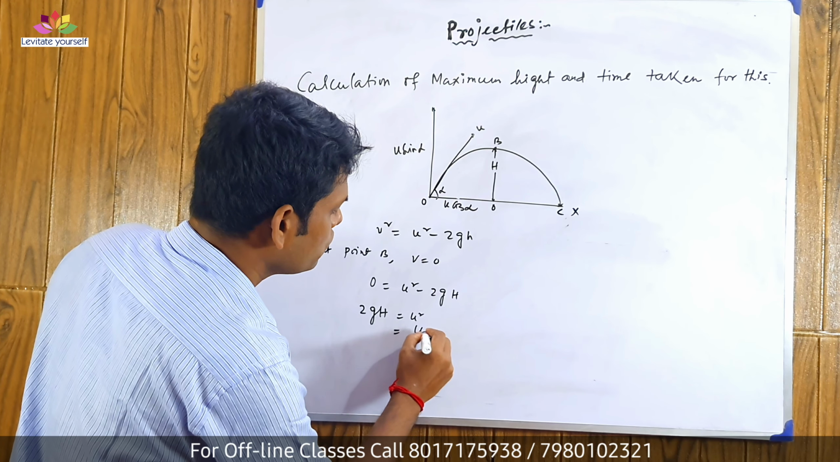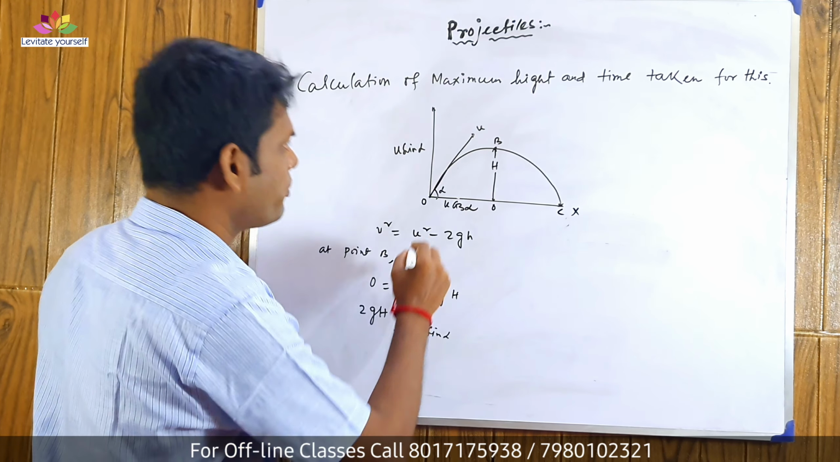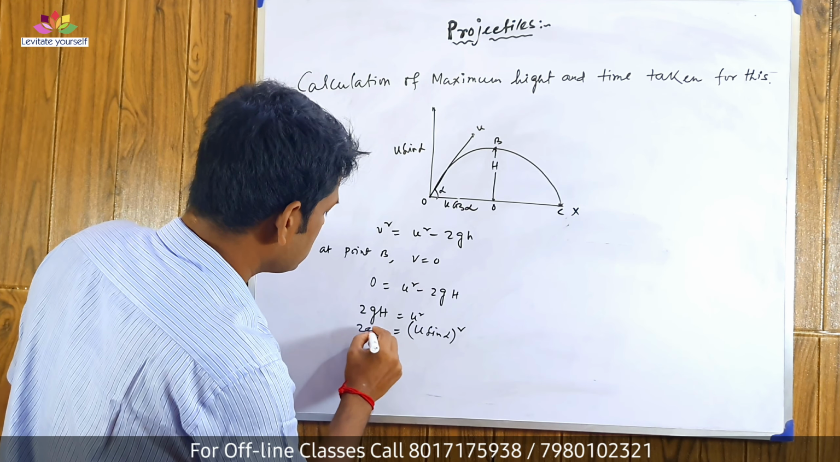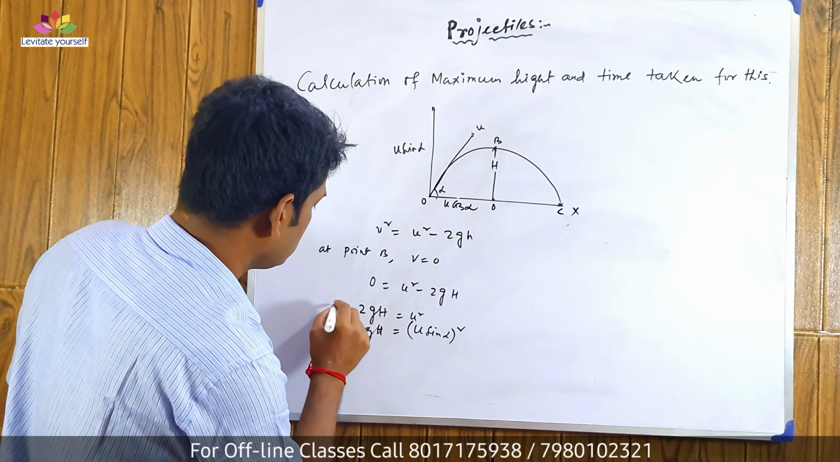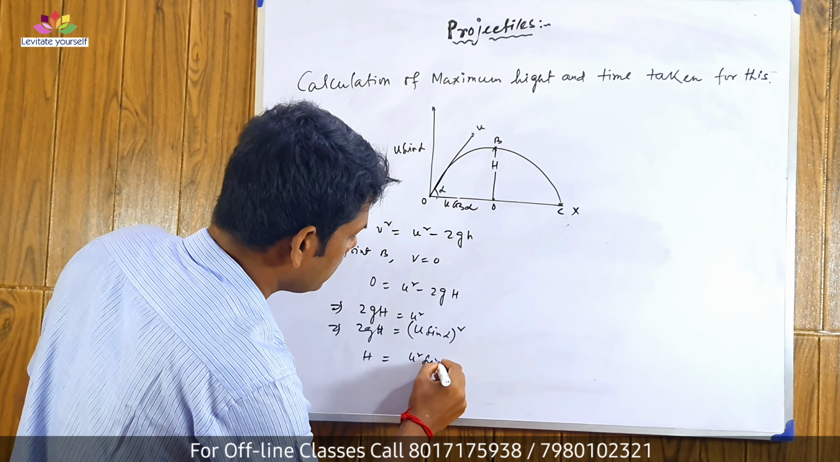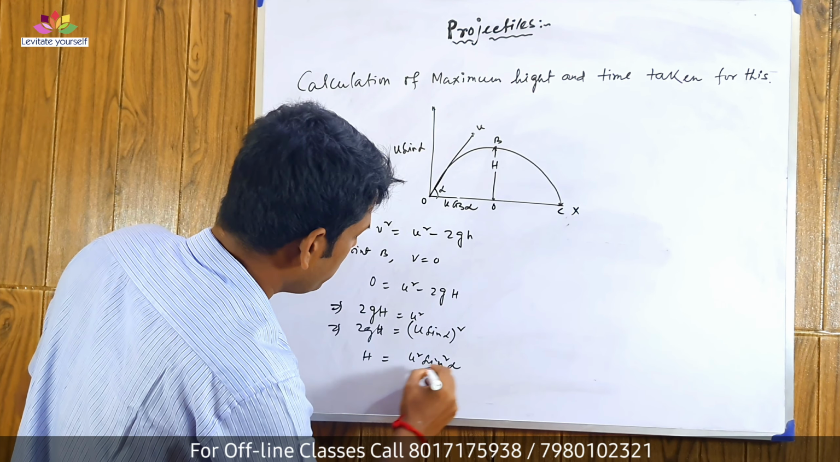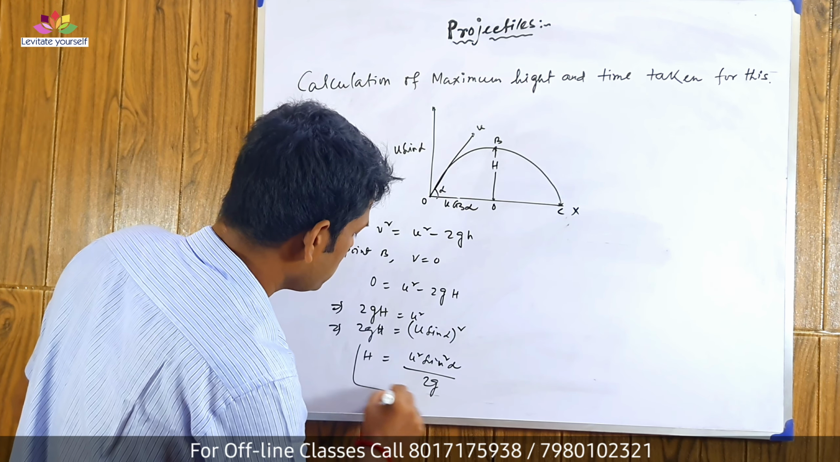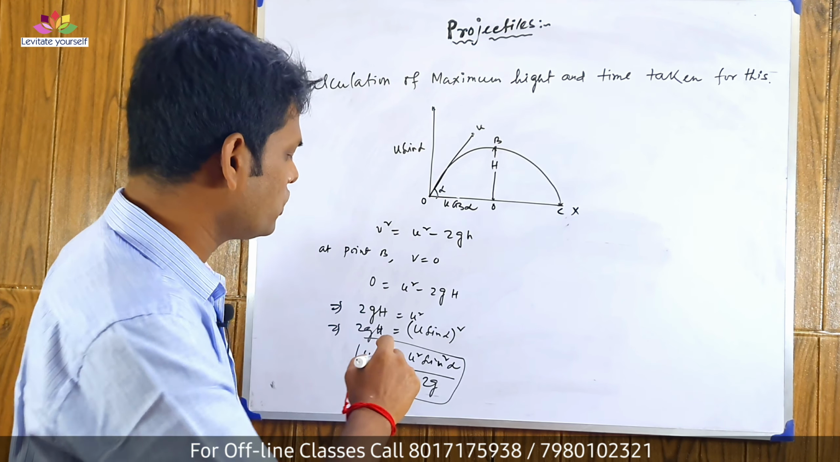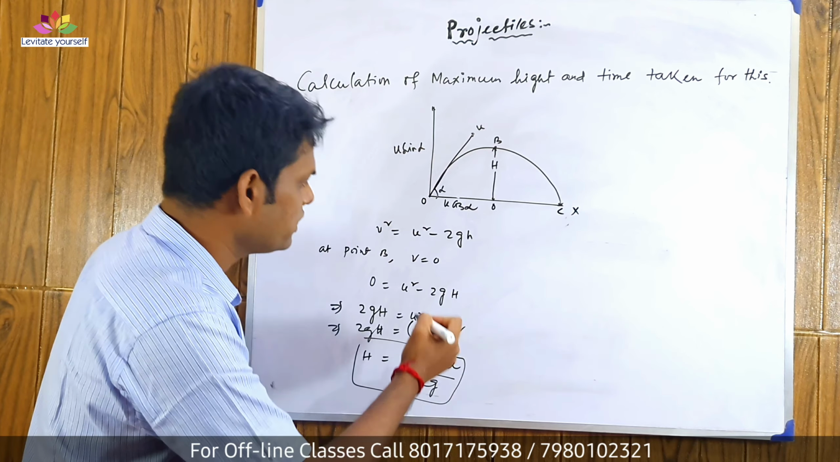Here u is the component u sin alpha, so u sin alpha whole square is equal to 2gH. Now H is equal to u square sin square alpha by 2g. This is the equation for maximum height. So maximum height H is equal to u square sin square alpha by 2g.